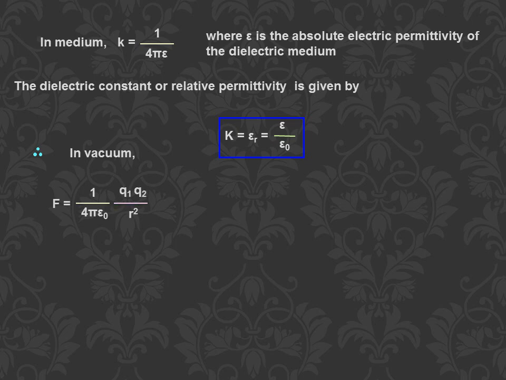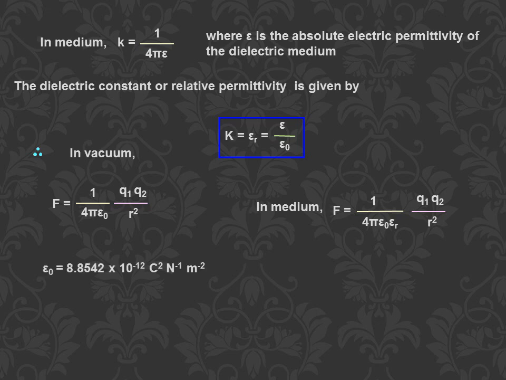Therefore, the force F is equal to 1 upon 4 pi epsilon naught Q1 Q2 by R square. This is the magnitude of the force, and the value of epsilon naught is 8.85 into 10 to the power minus 12 coulomb square per Newton per meter square. Once we want to find the value of small k, we obtain it by putting the value of epsilon naught in this, and we get k is equal to 9 into 10 to the power 9 Newton meter square per coulomb square.